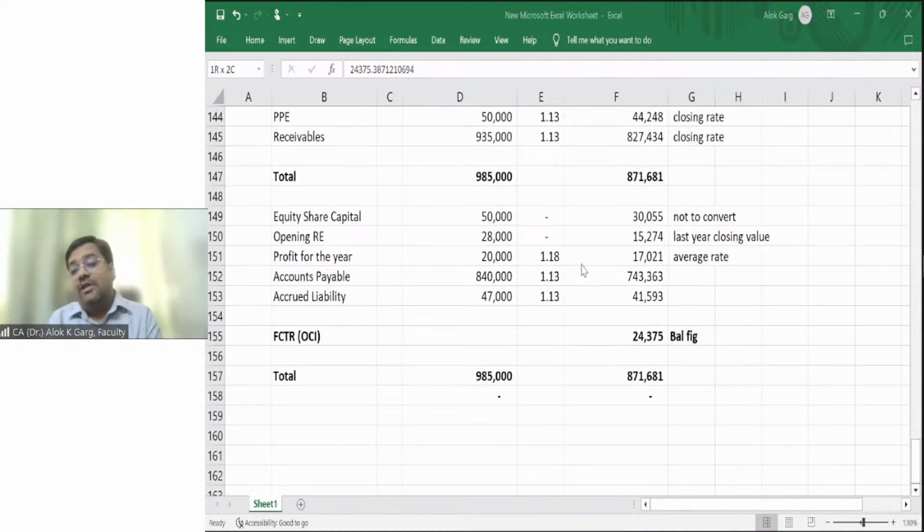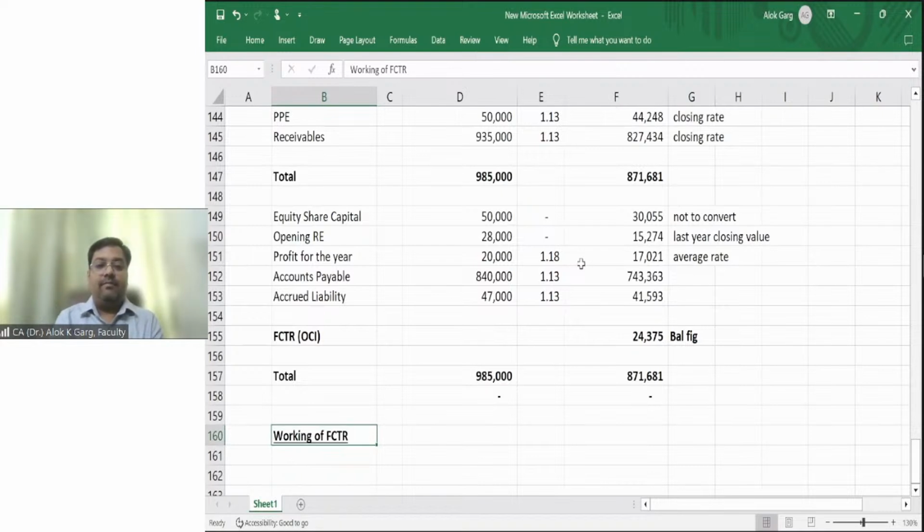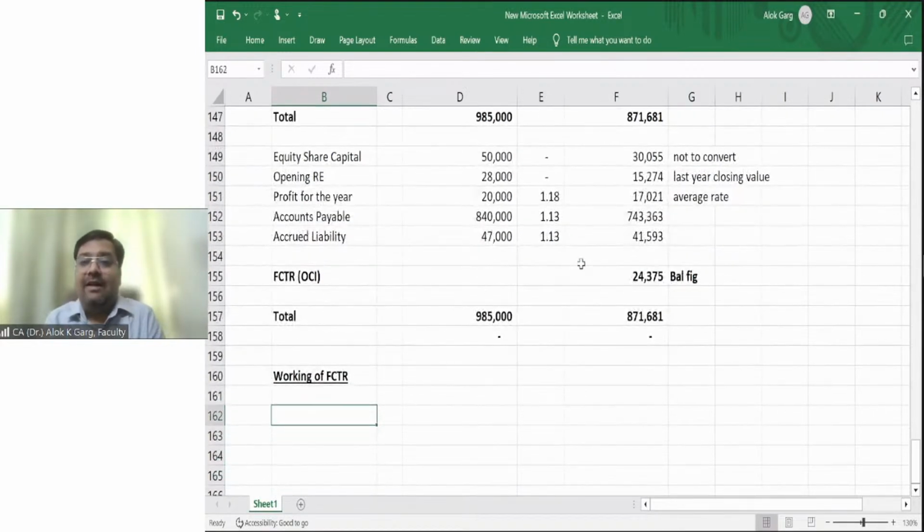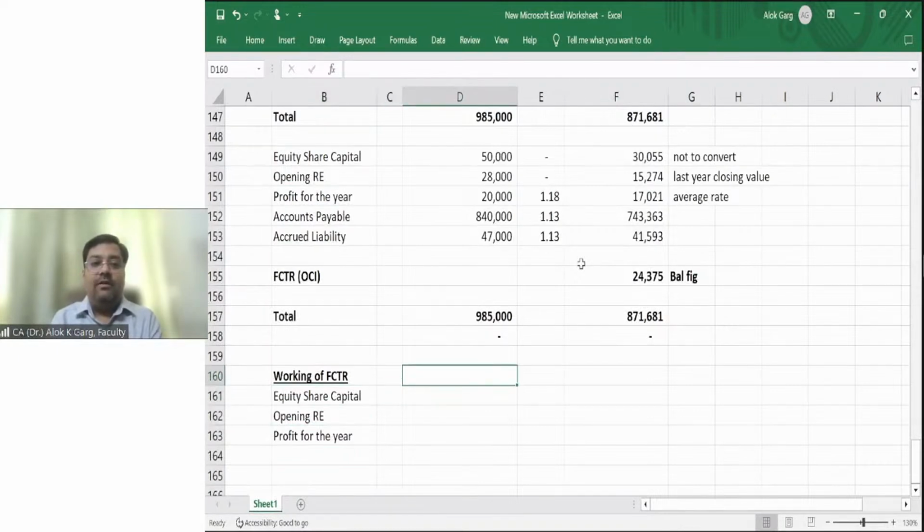Or if the question tells you to please show the working of FCTR as well, how do you show the working of foreign currency translation reserve? Foreign currency translation reserve will arise on the items which are converted at a different rate, for example equity share capital, opening retained earning, and these items, right? First of all, what is the value of these items in the functional currency? The values are 50,000, 28,000, 20,000, right?